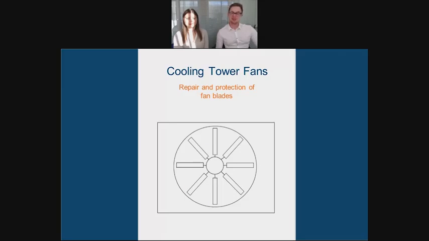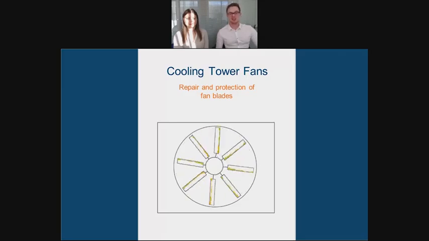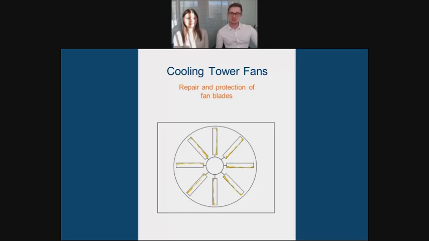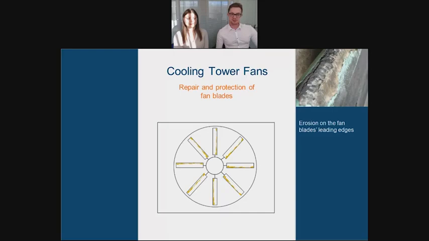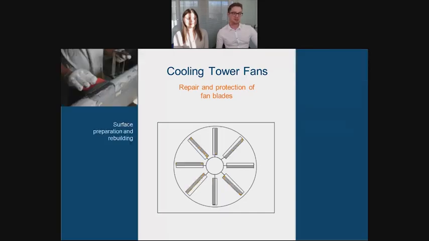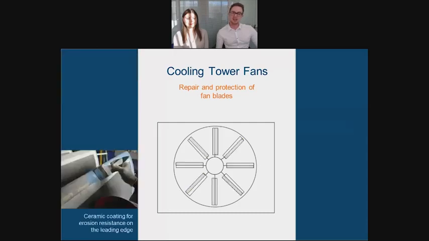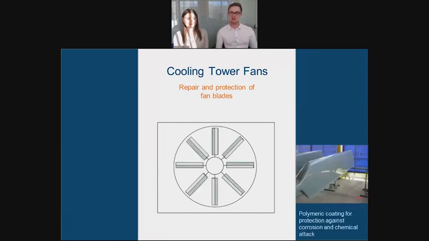The blades themselves are designed to a very, very tight specification, so any deviation in this design causes issues such as efficiency loss. The repair method itself is relatively straightforward. Begin with surface preparation and rebuilding using a paste grade. You can then apply a ceramic coating onto the leading edge to prevent that erosive damage from the moisture contained in the air, and then apply a general polymeric coating for protection from corrosion and also chemical attack to the remainder of the blades.